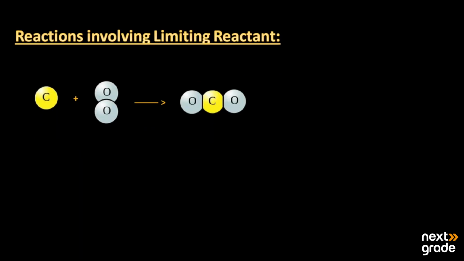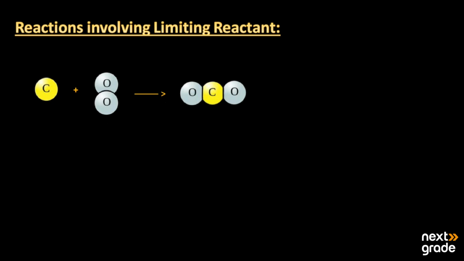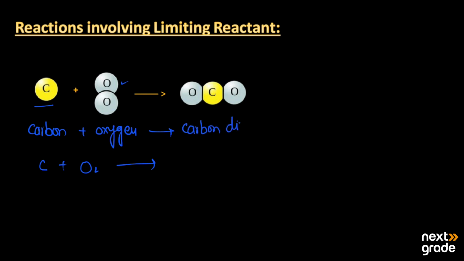Next we have the reaction between carbon and oxygen involving a limiting reactant. This is the reactant carbon, C, and it is going to react with the reactant oxygen. It can also be written as C plus O2. When they react, they produce the product known as carbon dioxide, with the formula CO2. So this is their molecular representation.